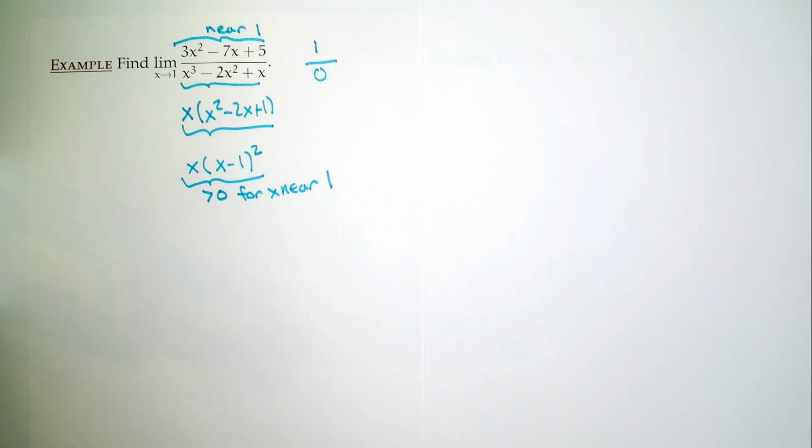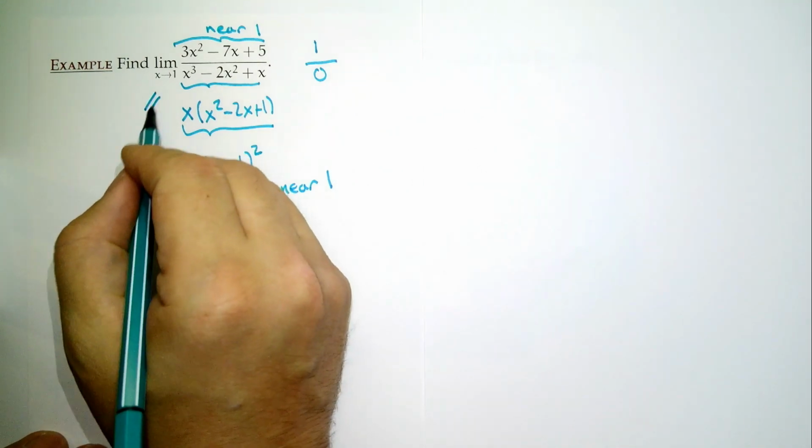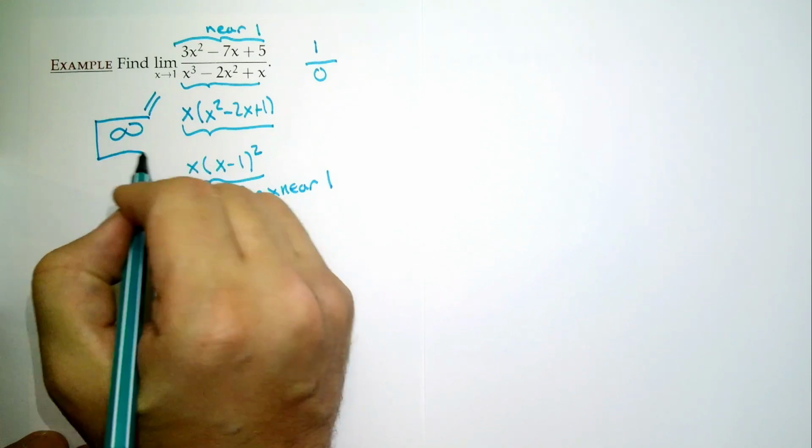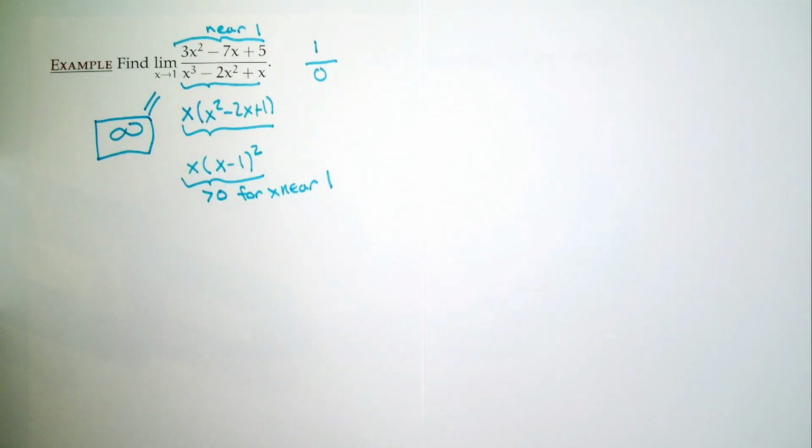It's going to be a big number, but is it a big positive number or a big negative number? It's a big positive number. And that's regardless of which side I fall on. And therefore, the answer is that this is a limit that exists, and it's going to be infinity.